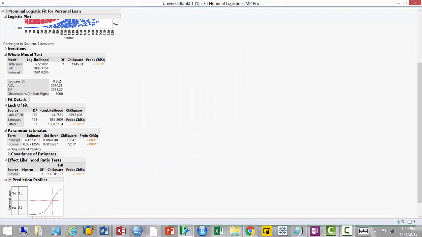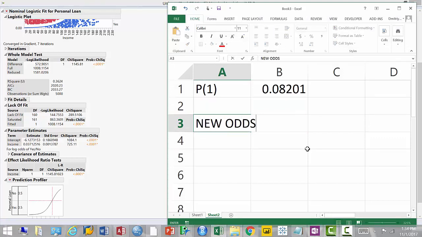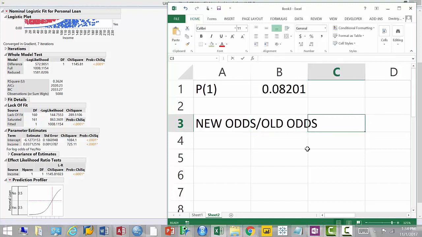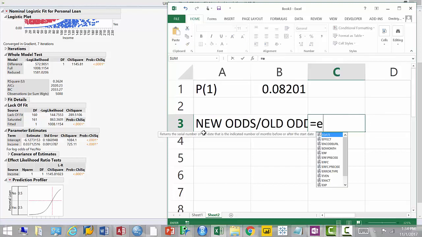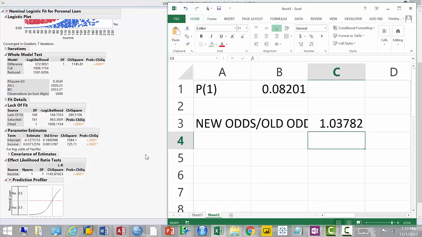So I'm going to get back to my Excel. According to my interpretation, which I just created, new odds divided by old odds is equal to the exponent of what number? Of that number right here, the slope for my income, beta 1. And that would be 0.0371. Kaboom. And it says 1.0378.